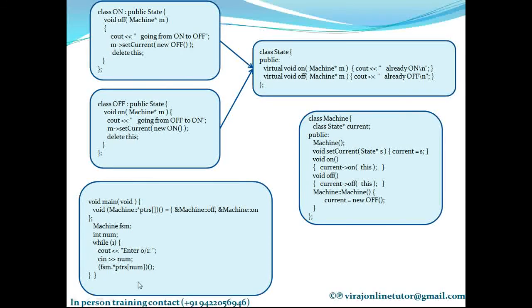If someone types in the next iteration 0, that means I'm calling the machine's off function. So the machine's off function will call the off function of the current state. What's the current state now? Current state is on now. So it's calling the off function of the on class. So this will print I am going from on to off now, and it will set the current state to off now. Correct? So based on what the user types in here, we go to the respective state. So that's all I had on the state design pattern. Thank you.